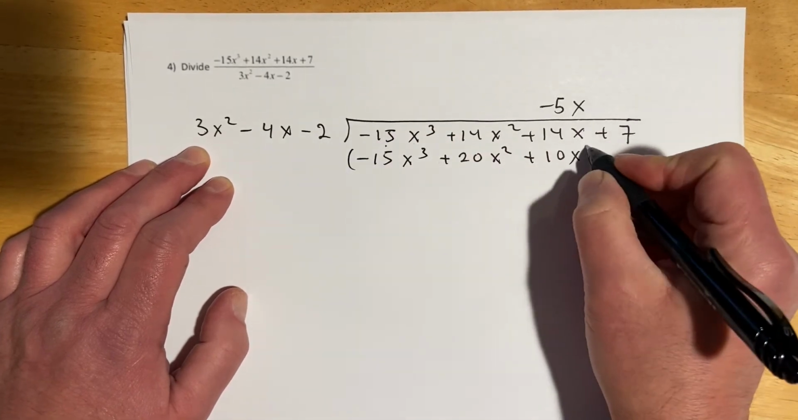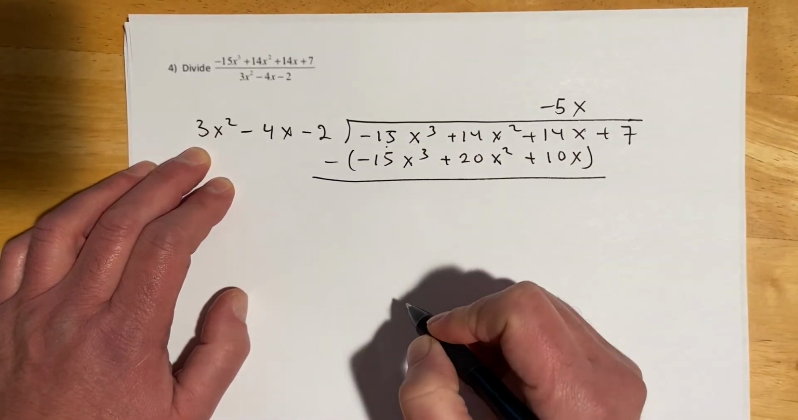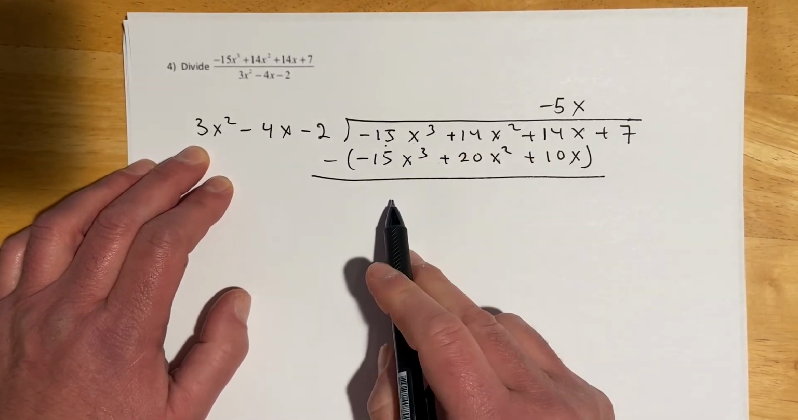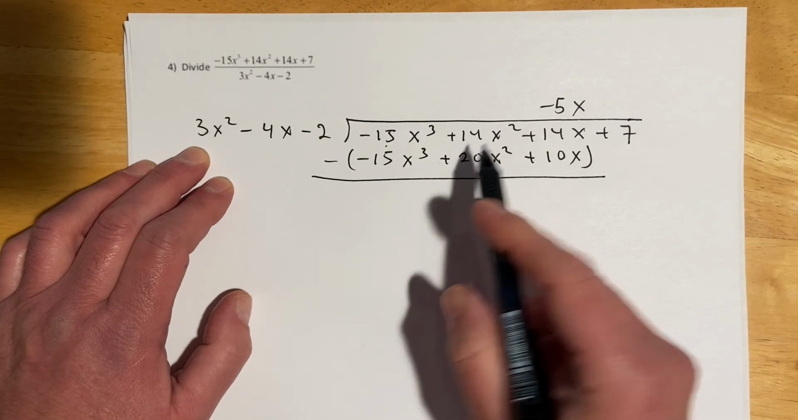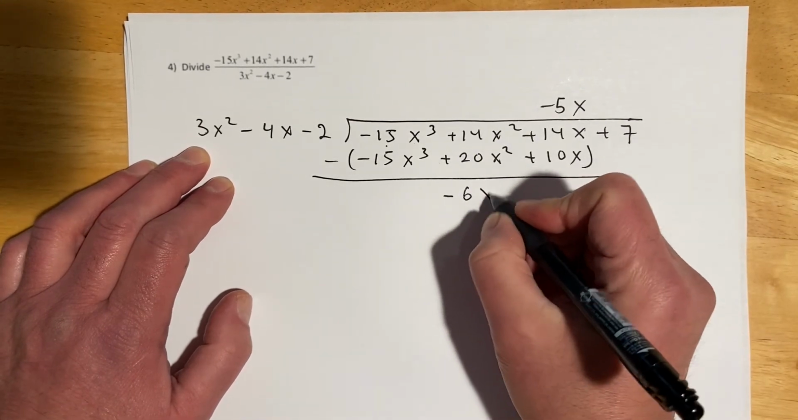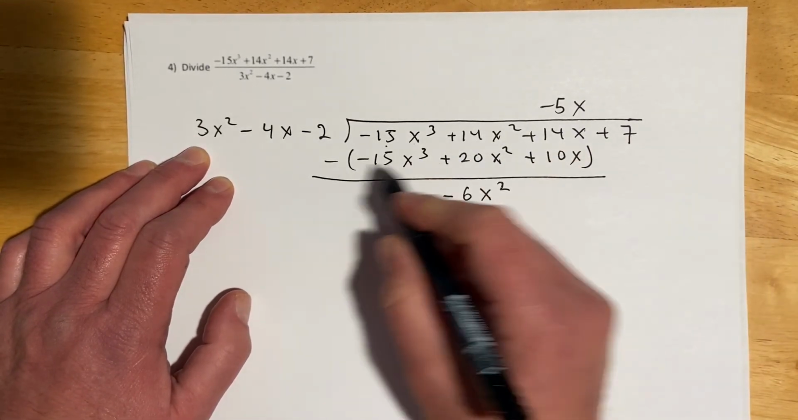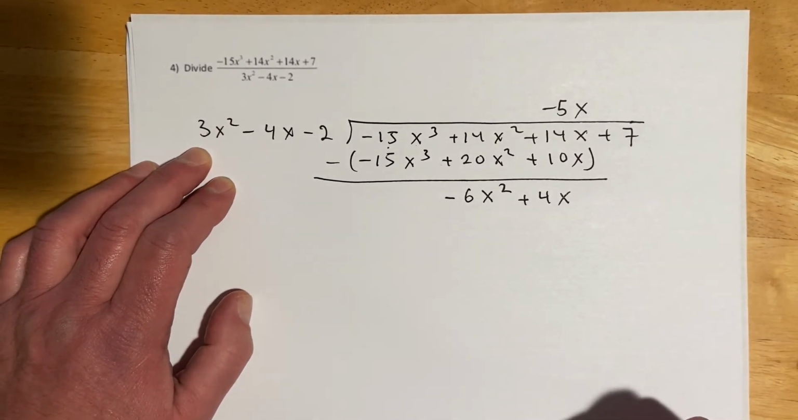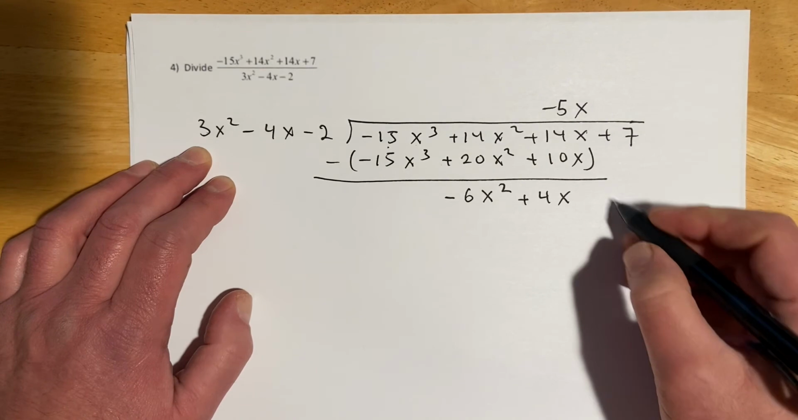10x. But then all of that is being subtracted. So then we just have to be careful with signs. So minus minus is plus, and that cancels. 14 minus 20, negative 6. 14 minus 10, 4x, and then bring down the 7.